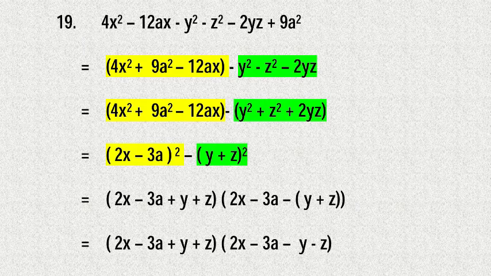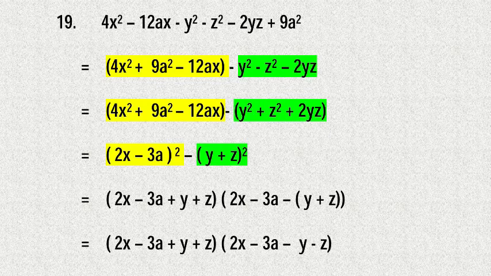Question number 19. 4x square minus 12ax minus y square minus z square minus 2yz plus 9a square. When we have such types of problems, before we proceed with the next step, we need to think how the terms should be rewritten in order to form an identity or to simplify by the grouping method. So now we have rearranged it in such a way that 4x square plus 9a square minus 12ax is one group, minus y square minus z square minus 2yz is the other group.